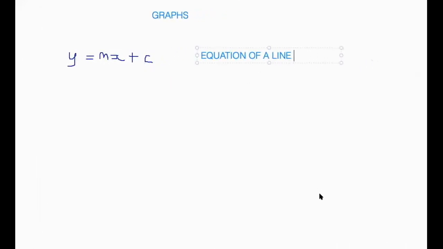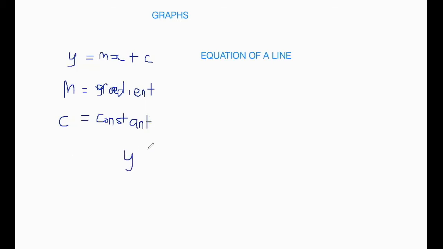Now here we have the equation of a line, y equal mx plus c, where m represents the gradient of the line and c represents the constant, which is known as the y-intercept, where the graph cuts the y-axis. Here we have an example, y equal 2x plus 1. The gradient is always whatever the number is in front of x, so the gradient is 2, and the intercept is 1.